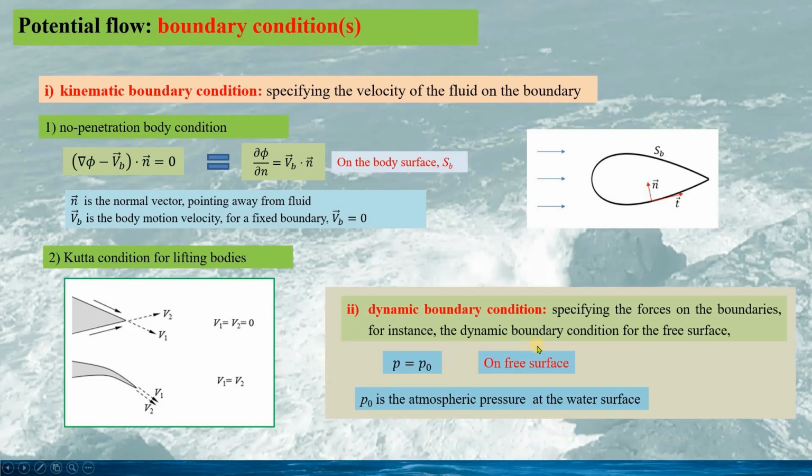The second boundary condition is the dynamic boundary condition, for which the forces on the boundaries are specified. For instance, for the problem of a free surface, the pressure on the free surface must be the same as the atmospheric pressure, P0, given by this. Here, I must say, in most cases, the kinematic boundary conditions alone would be enough for solving the Laplace equation.